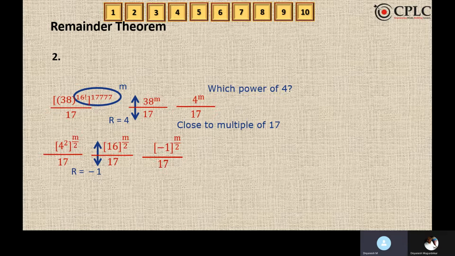If you remember, m was 16 factorial raised to 1777, and m by 2 is that whole thing divided by 2, which is a huge even number. That means now our question is minus 1 raised to an even power, which is plus 1, and plus 1 divided by 17. The final answer is plus 1. Option first.